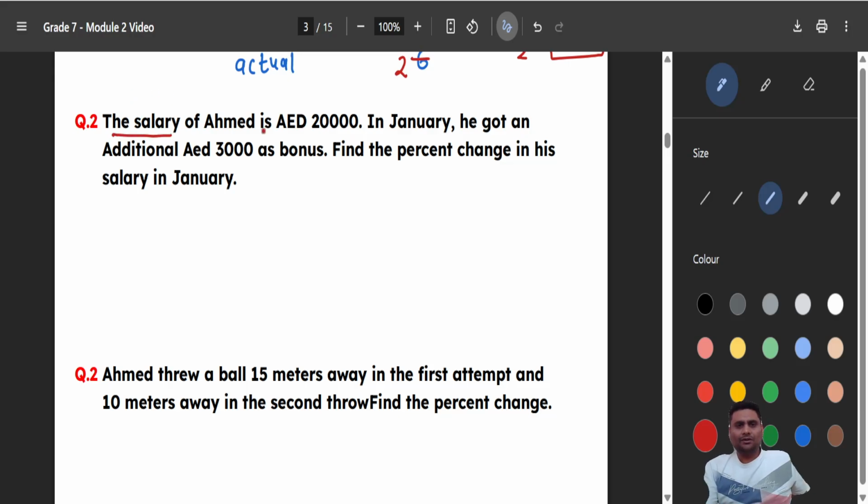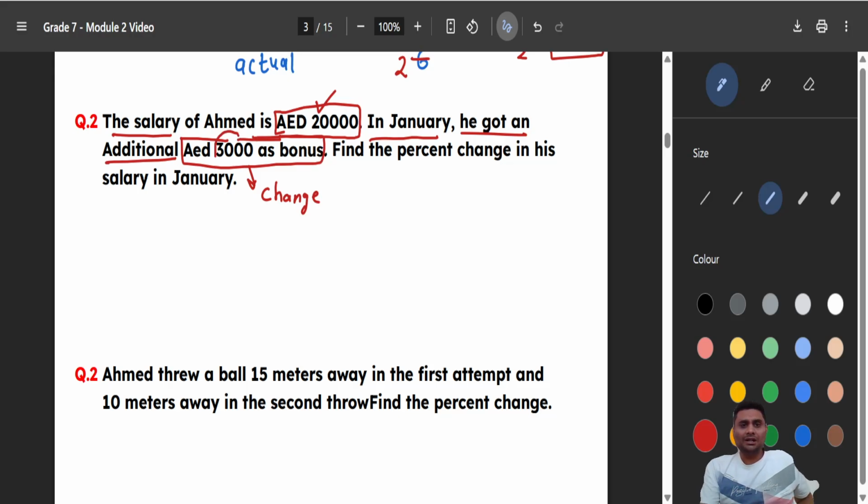The salary of Ahmed is 20,000 dirhams. In January, he got an additional 3,000 as bonus. Now see, this 3,000 is the change. Why? His salary was 20,000, right? Now he got some additional amount. So 20,000 plus 3,000, he will get 23,000.